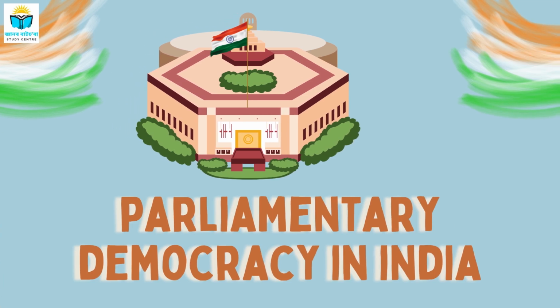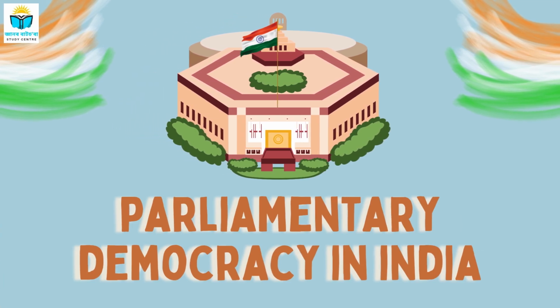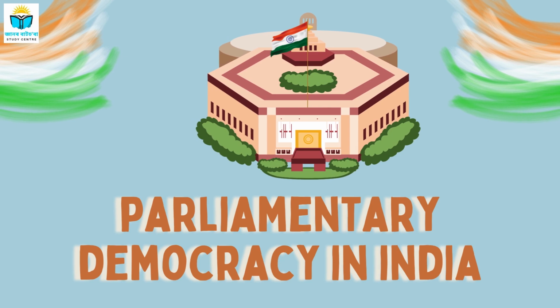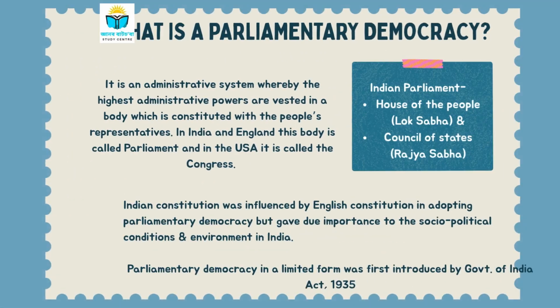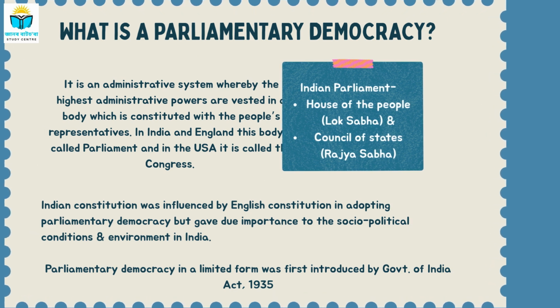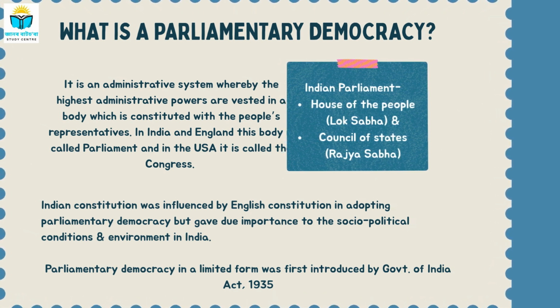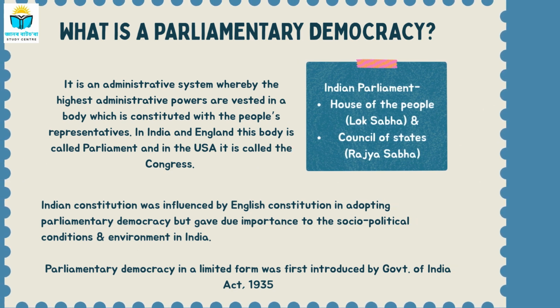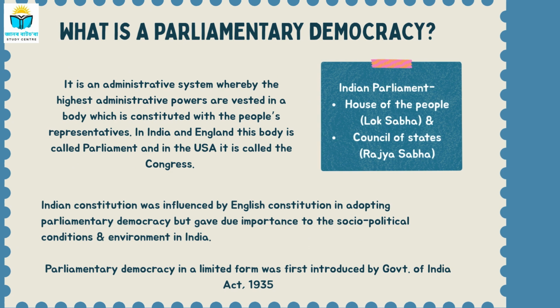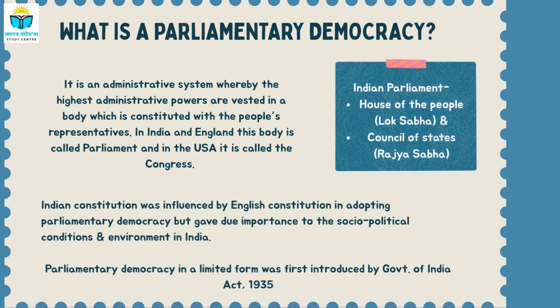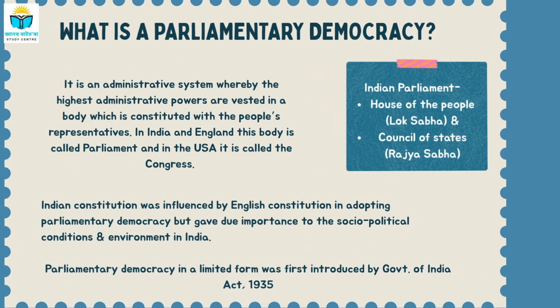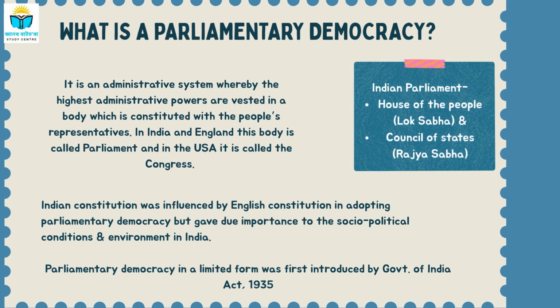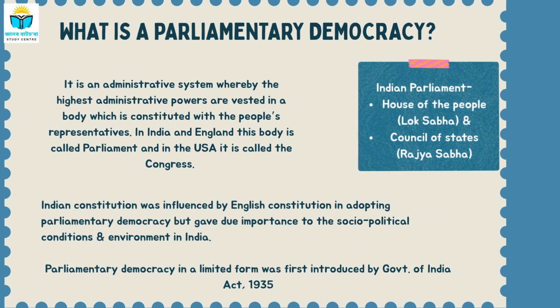Parliamentary democracy in India. India follows a parliamentary form of government. Let's understand in detail. What is a parliamentary democracy? It is an administrative system whereby the highest administrative powers are vested in a body which is constituted with the people's representatives. In India and England, this body is called Parliament, and in the USA it is called the Congress. Indian Parliament includes Lok Sabha, House of the People, and Rajya Sabha, Council of States.